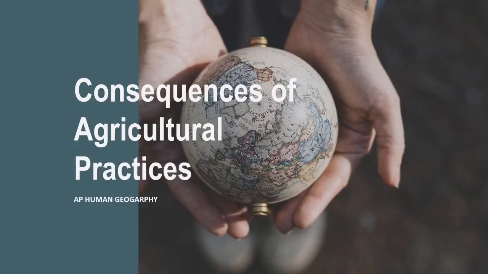And today, guys, we're gonna get into consequences of agricultural practices. Everything has a consequence to it, including our different farming practices, and these can be environmental, social, or economic. We're getting into all that stuff in this video for AP Human Geography. So buckle up. Let's get started.